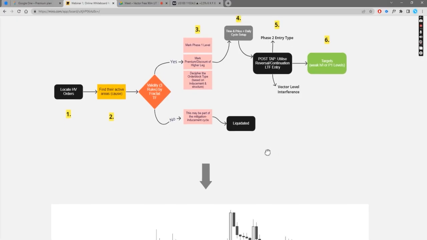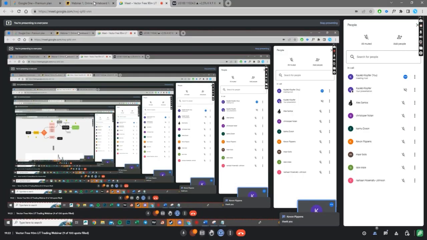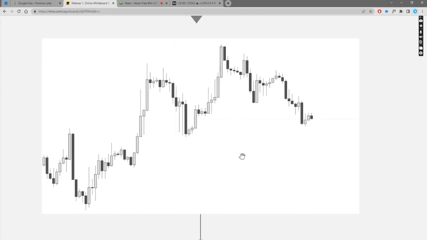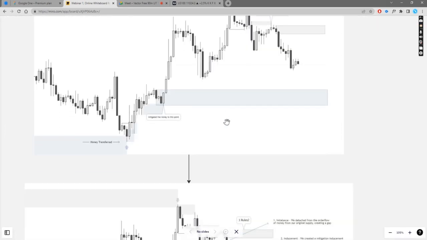Alright. So if we don't follow those three rules, our potential zone might just be part of that inducement chain. So we've got to make sure we follow those three rules. Okay, but yeah, this is the next point, so let's have a look at that.